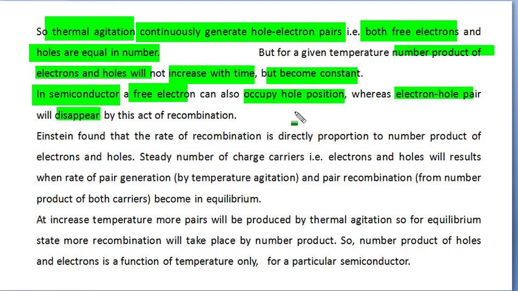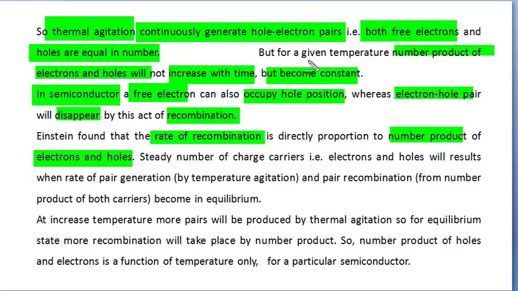Now this act of mixing of a free electron with a vacant valence position is called recombination. Albert Einstein found that the rate of recombination is directly proportional to the number product of electrons and holes. If electron and hole numbers are steady, with temperature continuously breaking bonds and producing electron-hole pairs, and there exists a steady condition, that means the rate of pair production by thermal agitation and the rate of recombination from the number product of both carriers are in equilibrium.